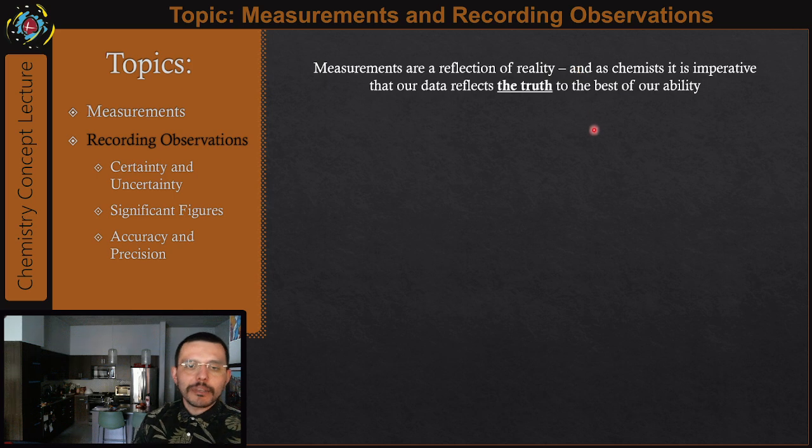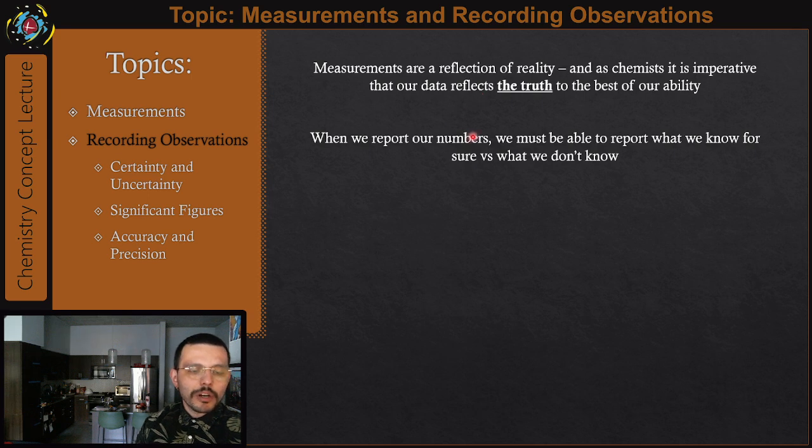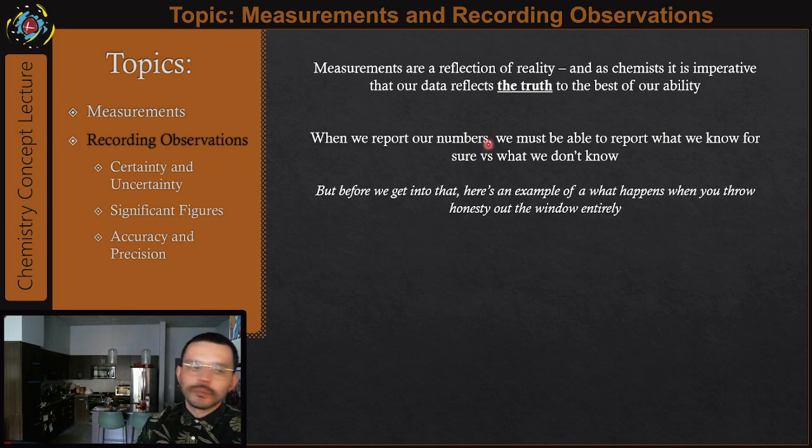So as chemists, it is imperative that our data reflects the truth to the best of our abilities. When we report our numbers, we must be able to report what we know for sure versus what we don't know. But before we get into that, here's an example of what happens when you throw honesty out the window entirely.